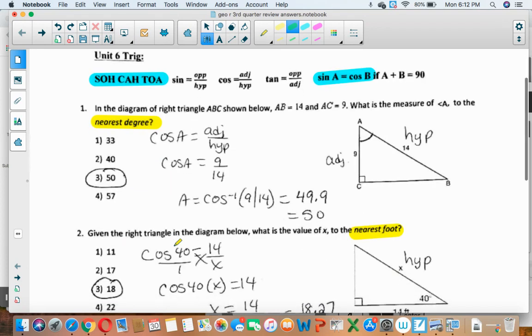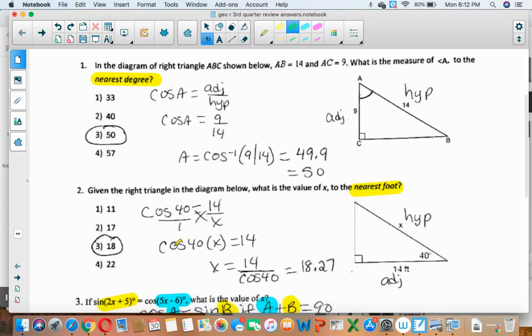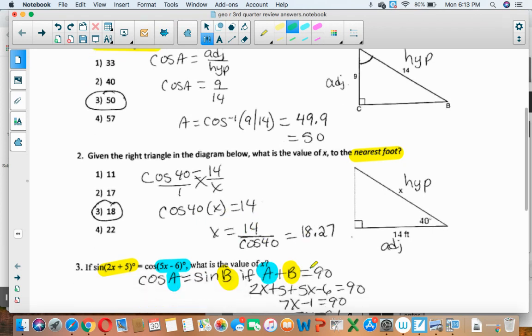Question 2 is also a trig question, but this time they give me the angle and I'm missing a side. It is cosine again because based on this angle of 40, I have adjacent and I have hypotenuse. All right, so cosine of 40 equals 14 over x. I put a 1 under here and I cross multiply, and I get cosine of 40 times x equals 14. And to solve for x, I'm just going to divide by cosine of 40. So I divide 14 divided by cosine of 40, and that's 18.27.